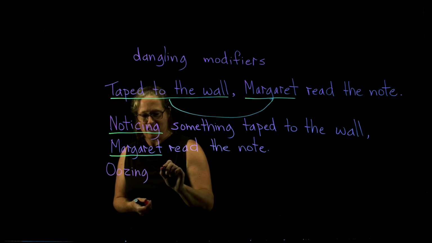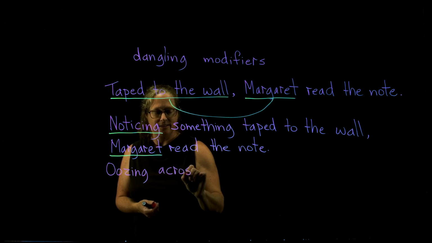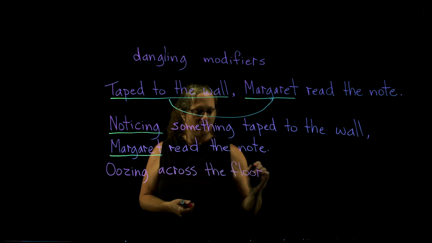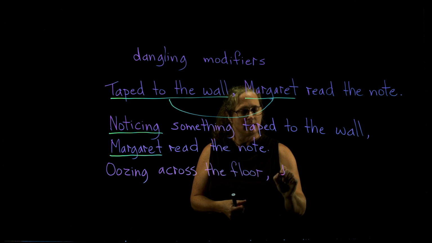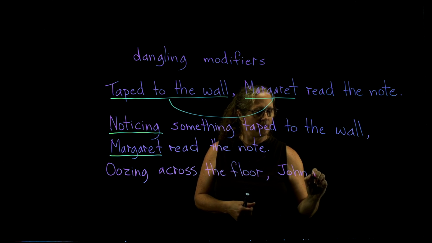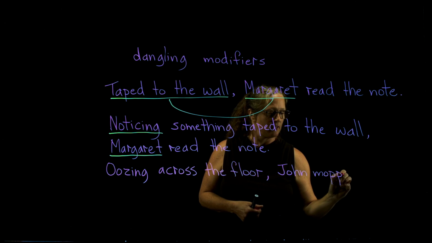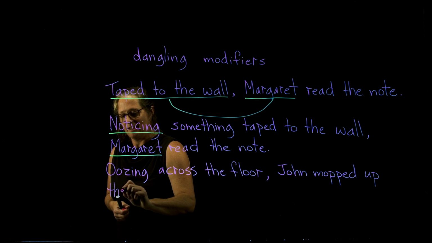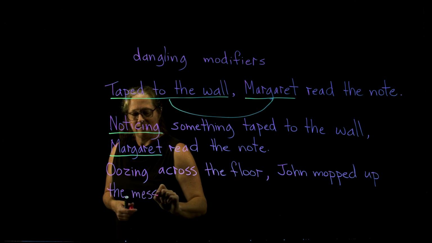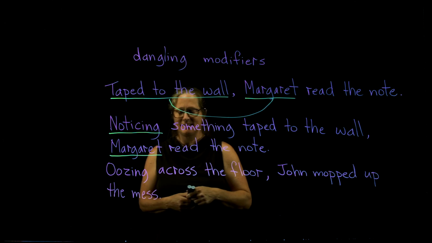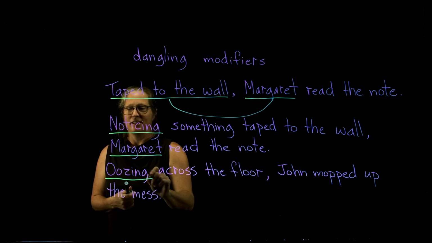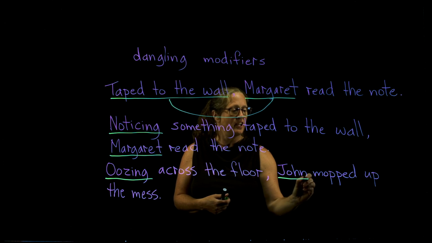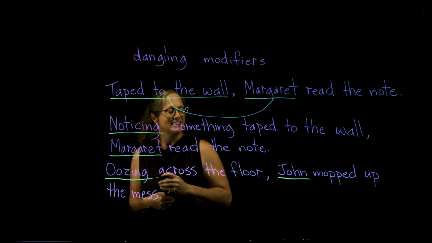Another example could be: "Oozing, slimy, oozing across the floor, John mopped up the mess." So this is a dangling modifier because with the oozing here, we don't know in the phrase who did it. So we assume that John is the one who oozed across the floor.